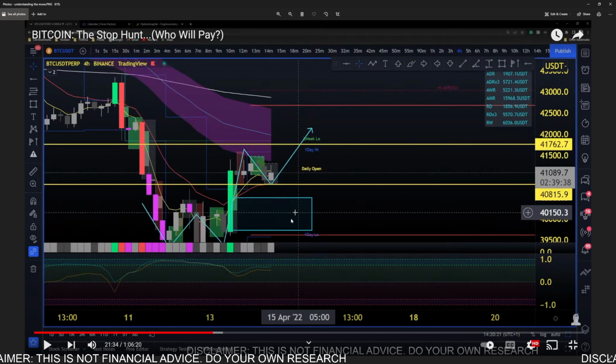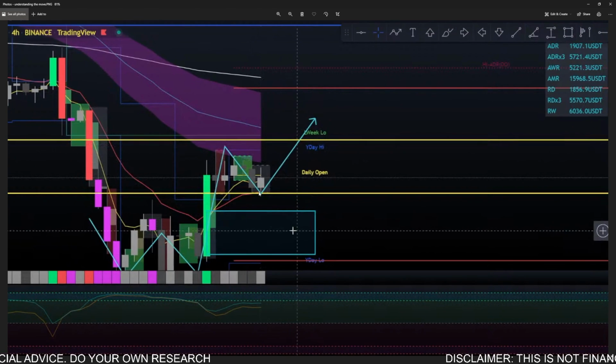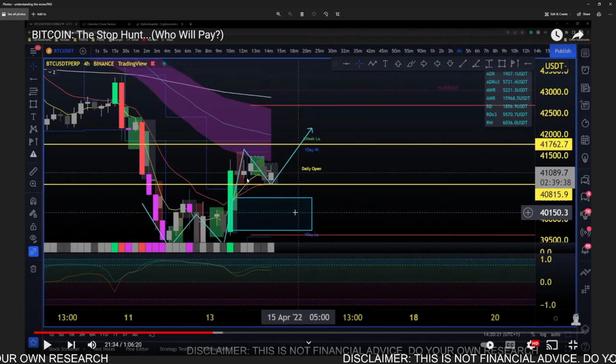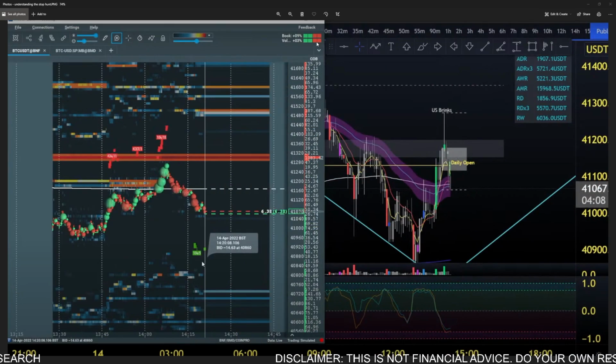Now, we had marked off in the chart the point where we would anticipate Bitcoin to go if there was going to be a failure of the daily open. We were in stop hunt territory. Why? Because they never followed through with the green vector. Were they finished with the zone? So, the next question is this.